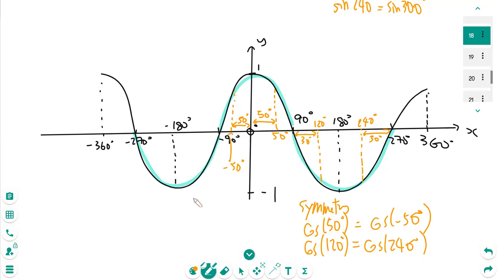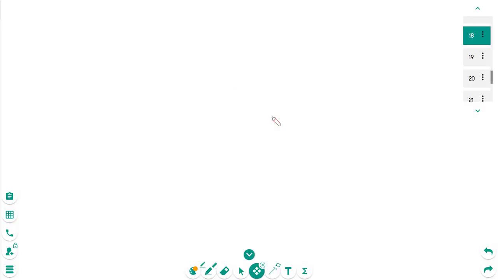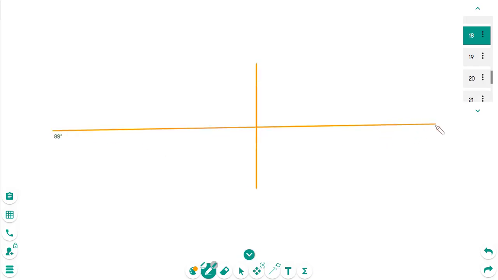So y equals, I forgot to put down y equals cos x. And the last one, tan x graph. So we've done black, we've done blue, let's do the orange graph. Again, same as here. Tan x graph is slightly different. So y equals tan x. Right, so this is what it looks like.